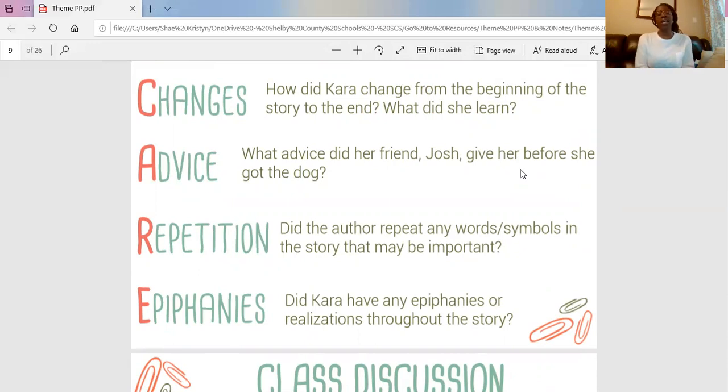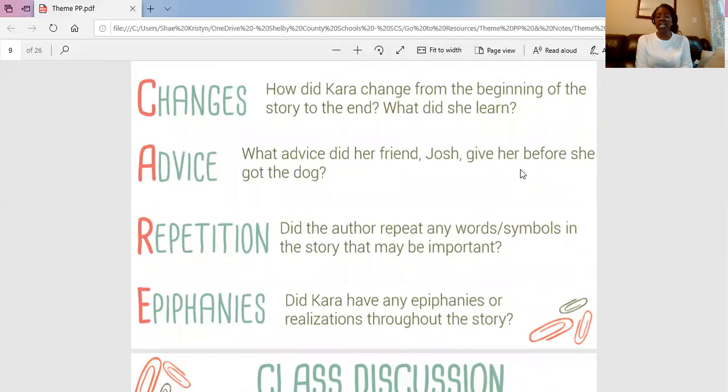So when we look at Kara, what did Kara want more than anything in the story? She wanted... I'm gonna pause and let you think about the answer, but she wanted a dog. Now, her idea about the dog is that the dog would be pretty easy to have. Okay, so that's how Kara feels in the beginning.